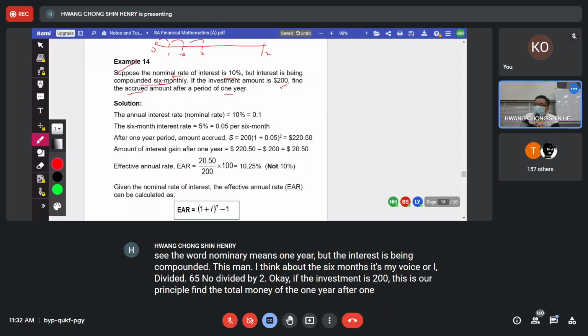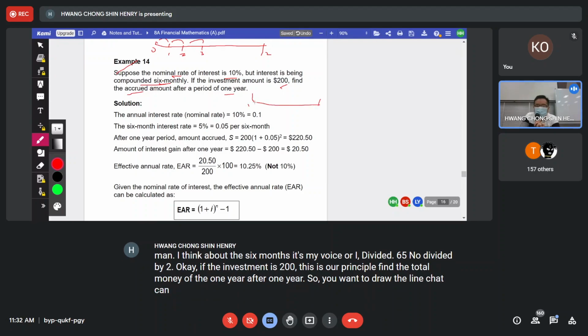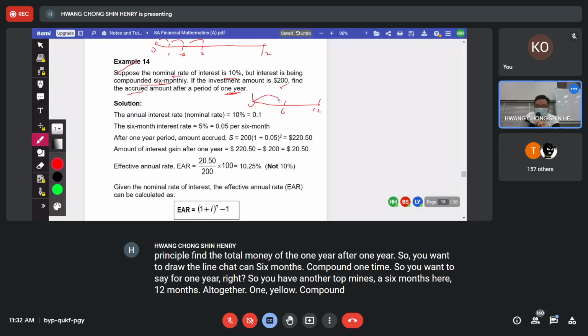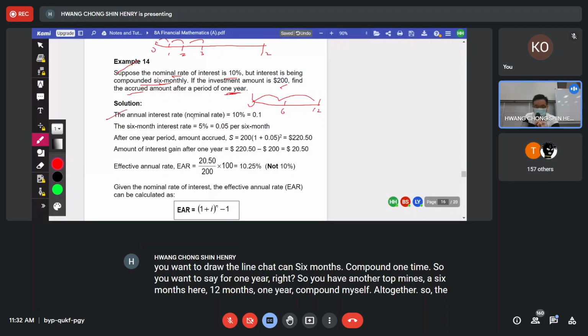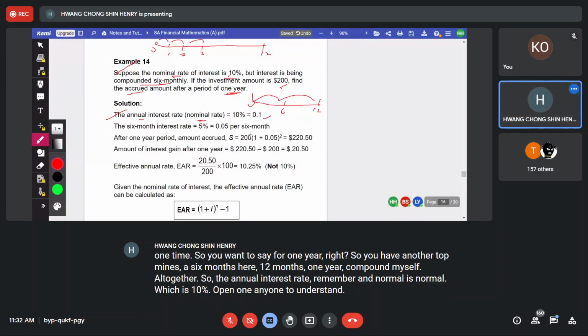After 1 year, so you want to draw the line chart, can? 6 months, compound 1 time. So you want to save for 1 year, right? So you have another 6 months here. Altogether 12 months, 1 year, compound twice. So the annual interest rate, remember, annual is nominal, which is 10%, 0.1. Anyone do understand? Okay, next, the 6 month interest rate.